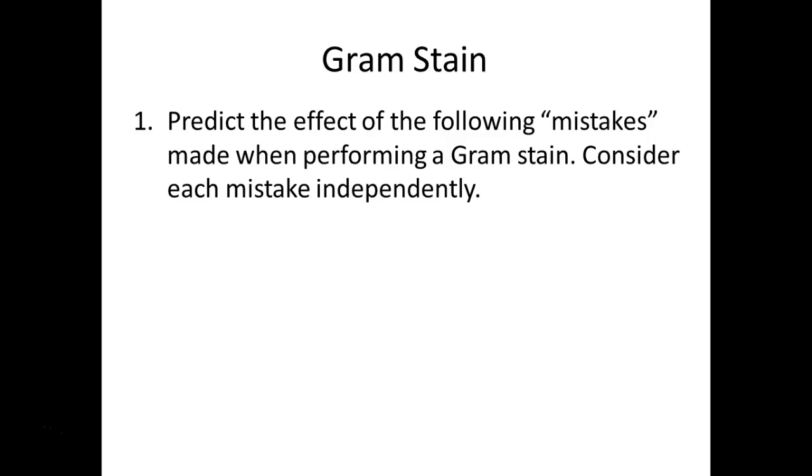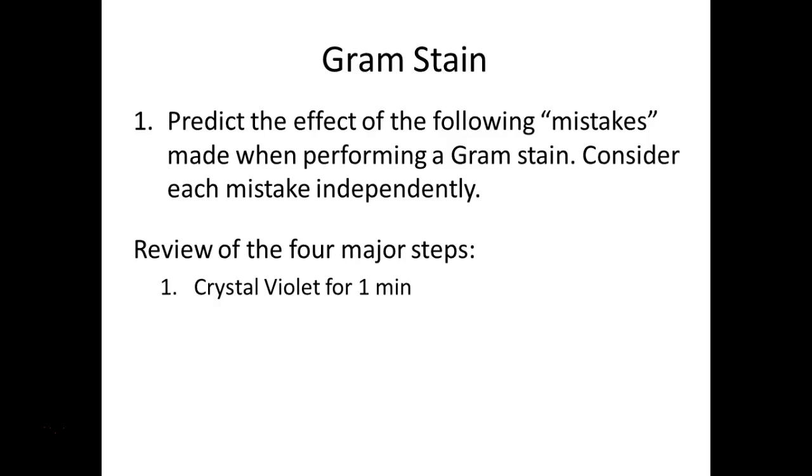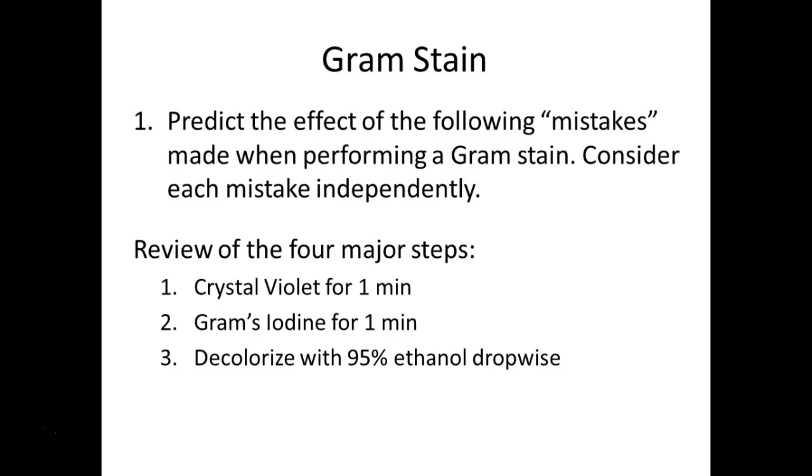So now it says let's predict some mistakes you could make. We're going to consider each mistake separately. So you do all the steps right except for this one step you mess up. So for review, 4 major steps. First, dye, crystal violet. What's the next one? Iodine. Decolorize with ethanol, dropwise. Last step, stain with safranin.